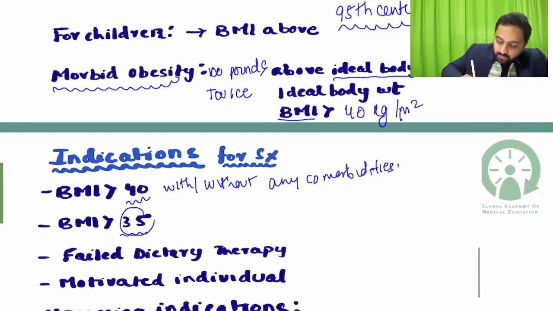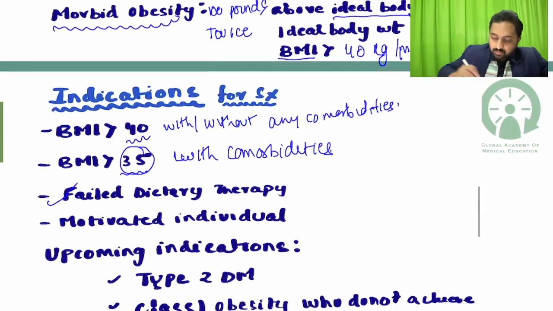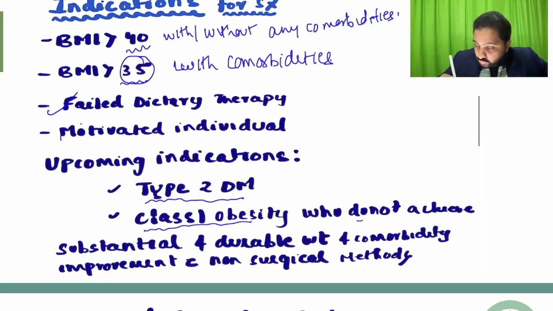And in case of BMI more than 35, specifically with comorbidities, right? And the other indications include failed dietary therapy and a motivated individual. There have been some recent upcoming indications of bariatric surgery which include type 2 diabetes mellitus and class 1 obesity who do not achieve substantial and durable weight and comorbidity improvement with non-surgical methods.